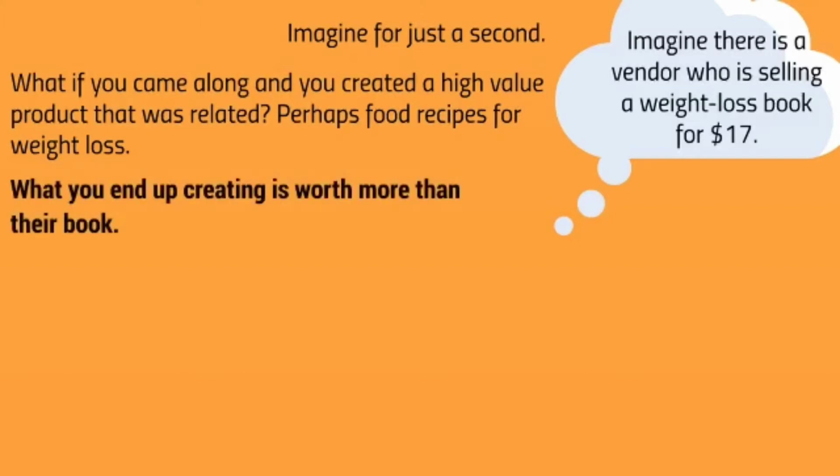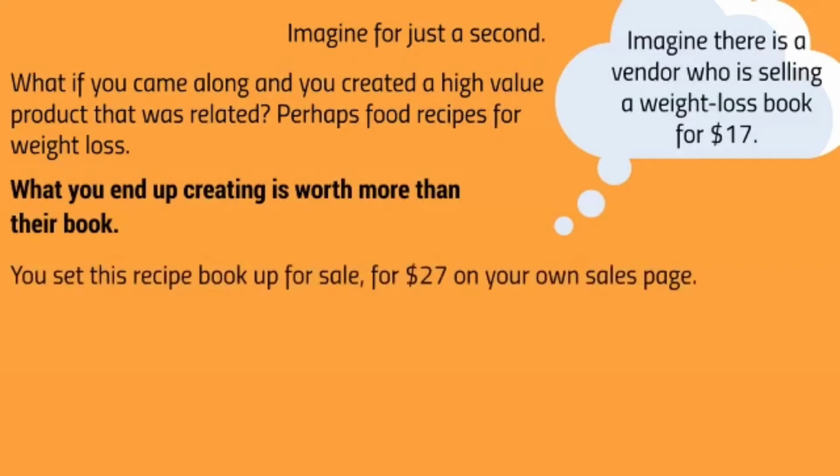And let's say you do that. What you end up with is a book or a video that is worth more than their book. So in this case, you can set the recipe book up for sale on an actual sales page for $27. Somebody is selling a $17 book or something lower. Basically, you want to make sure that your high value product is either double or a little bit more money than what they are selling, because it's going to get the vendor to more likely say yes.